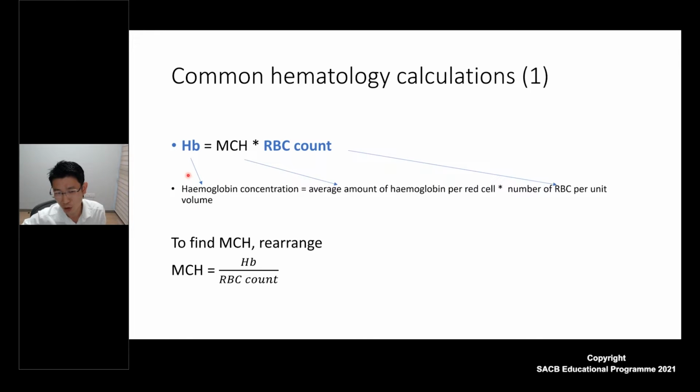Hb is just your hemoglobin concentration. MCH is the average amount of hemoglobin per red cell. So you have one red cell with this hemoglobin, you multiply by the number of RBC per unit volume, and it will give you the total hemoglobin concentration. So it's actually quite logical. To find this MCH, you just need to rearrange. As long as we can get the hemoglobin from the analyzer and the red blood cell count from the hemolyzer, we can find our mean corpuscular hemoglobin.